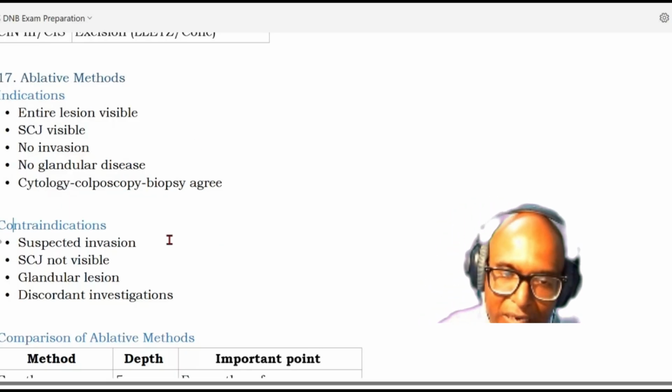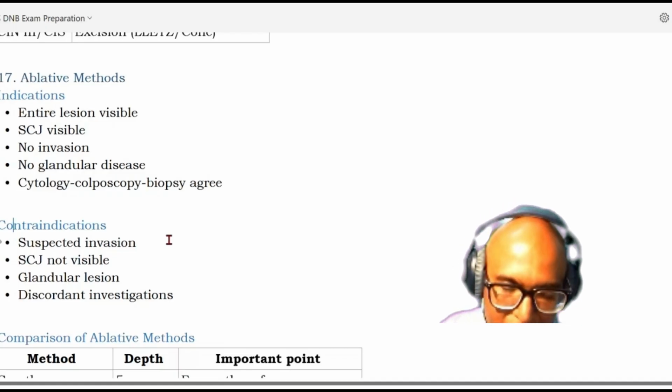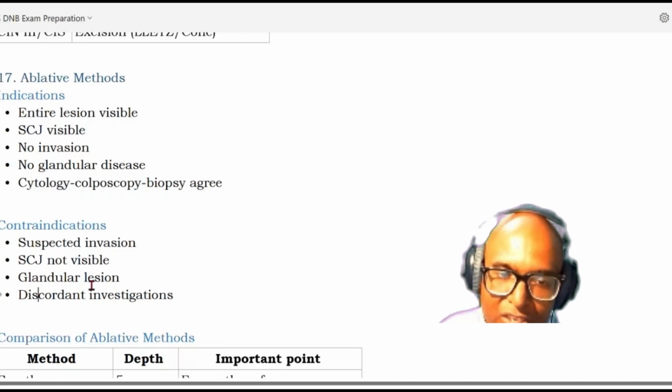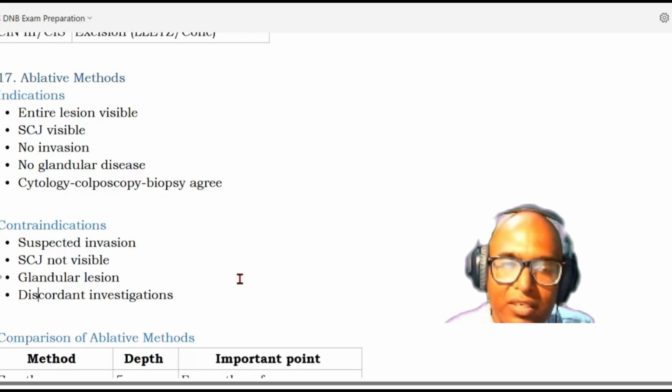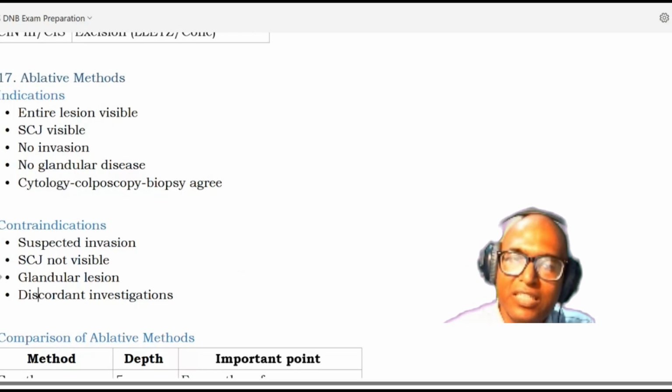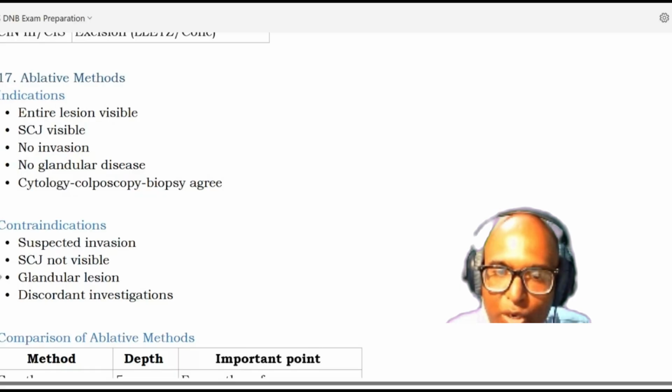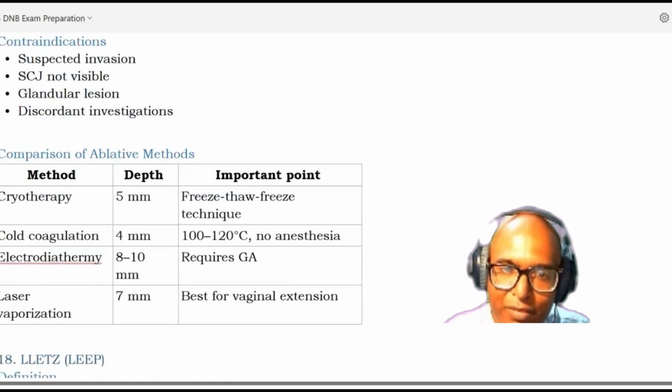Contraindications: when you suspect invasion, squamocolumnar junction is not visible, or if it is a glandular lesion, or there is a discordance or discrepancy in the cytology, colposcopy. Okay, then you will not go ahead with the ablation method.